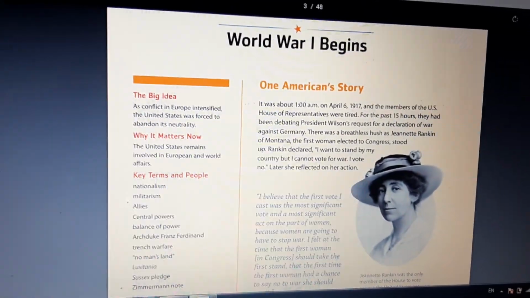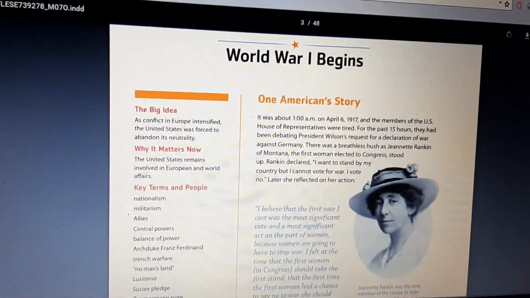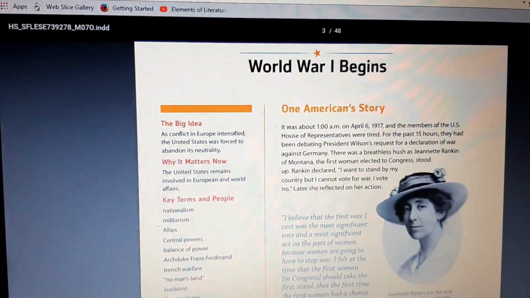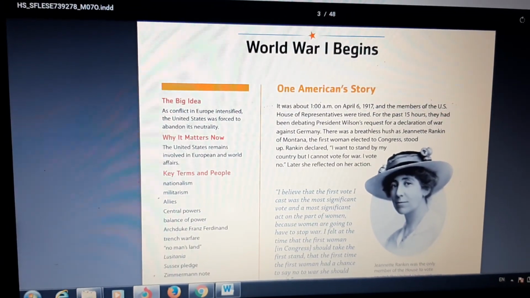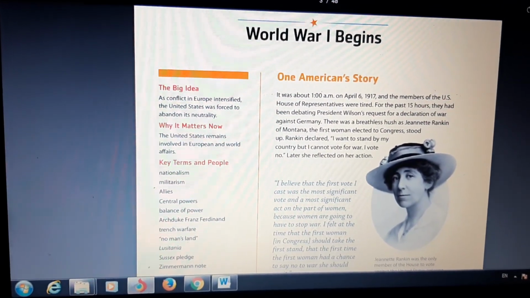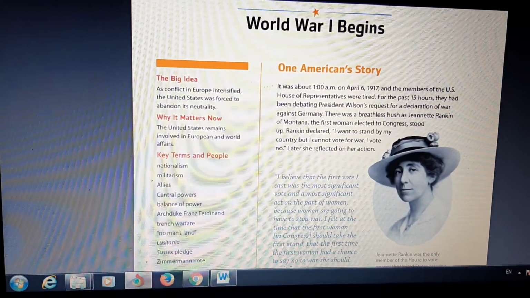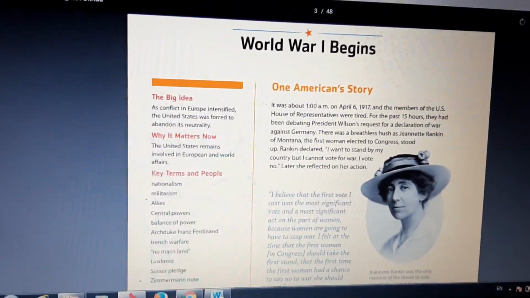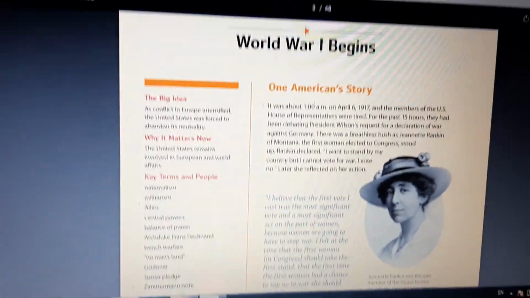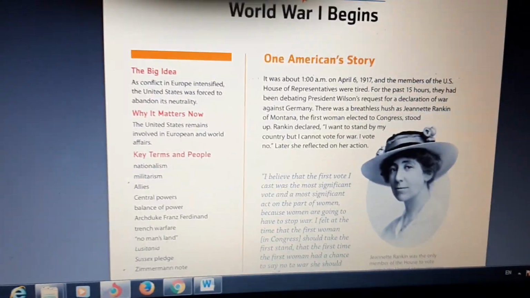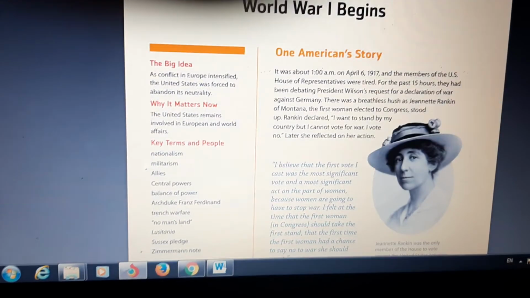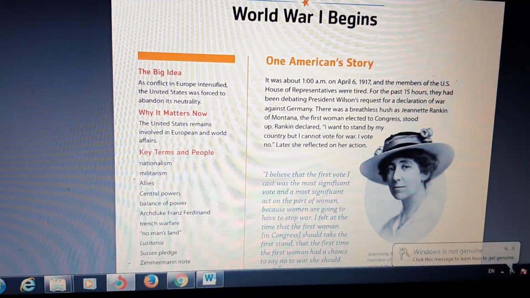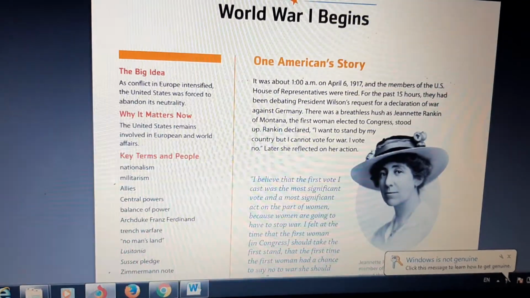It's the story of an American lady. She was a member of the US House of Representatives. She is a lady, and she refused the decision that the United States joins the war. I would like you to read this and take notes of that, and how women refused the US go to the war.